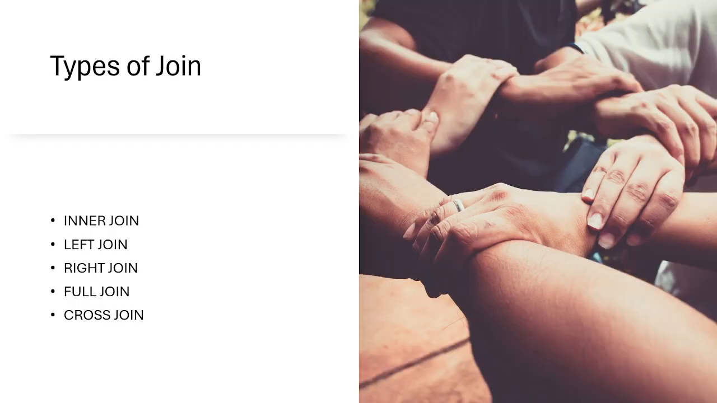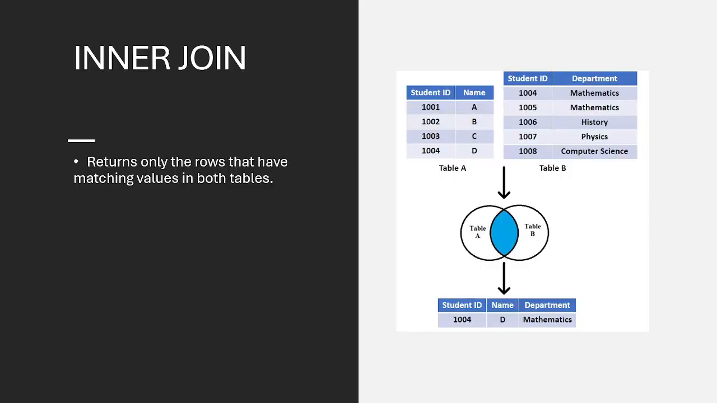So what are the various types of joins that we have? We have the inner join, the left join, the right join, the full join, and the cross join. So when and how are we to use all these joins to retrieve information from tables? The first one we're going to be looking at is the inner join. An inner join returns only the rows that have matching values in both tables based on related columns.